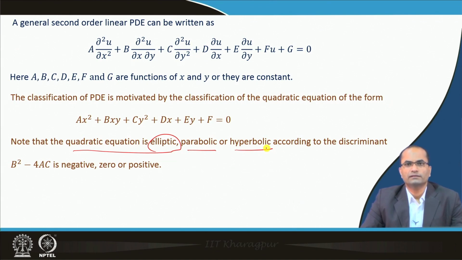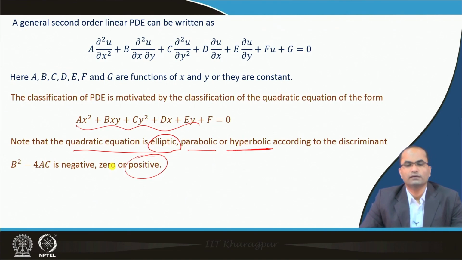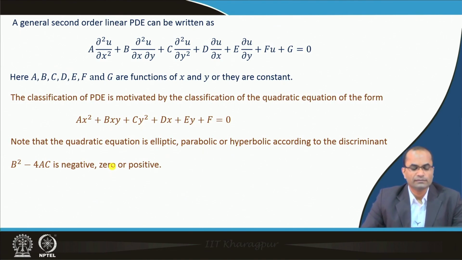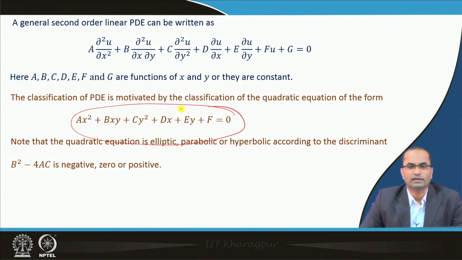and if it is 0, then such a quadratic equation is called parabolic, or it represents a parabola, and then it represents a hyperbola. So, the equation is called hyperbolic if this b square minus 4ac is positive. So, exactly the same classification. This is again easier to remember if we relate it with this quadratic equation, and the classification of this second order partial differential equation is exactly based on this terminology.